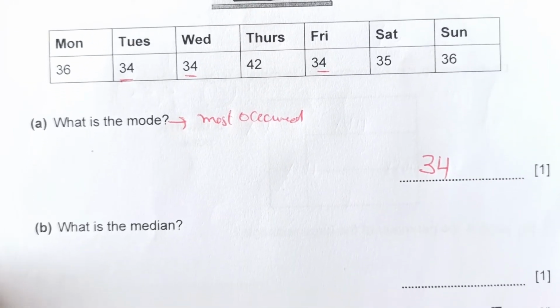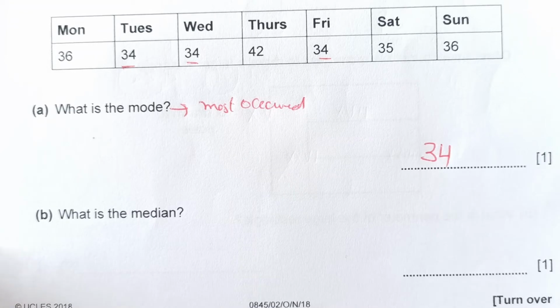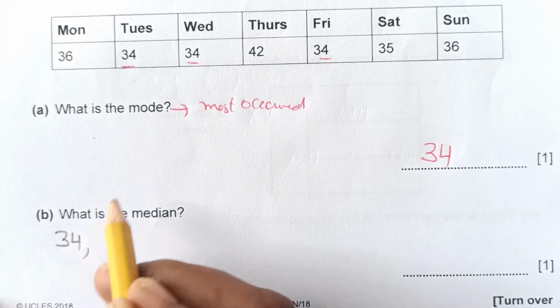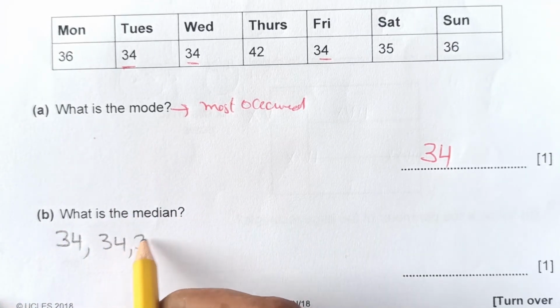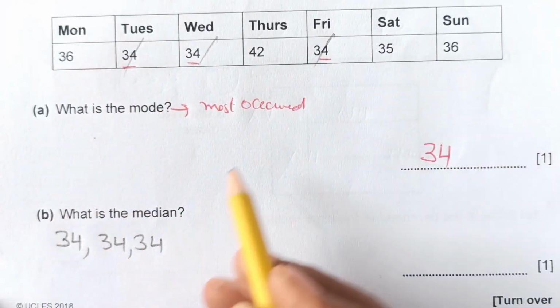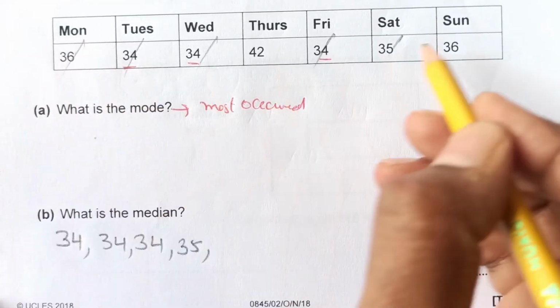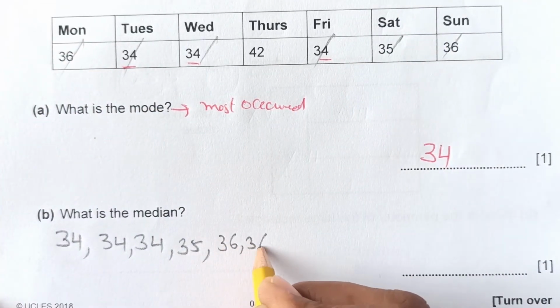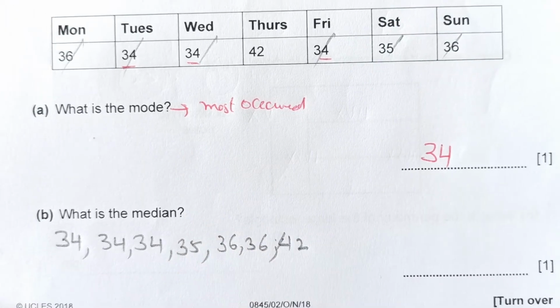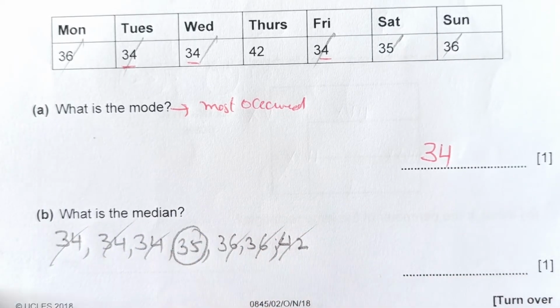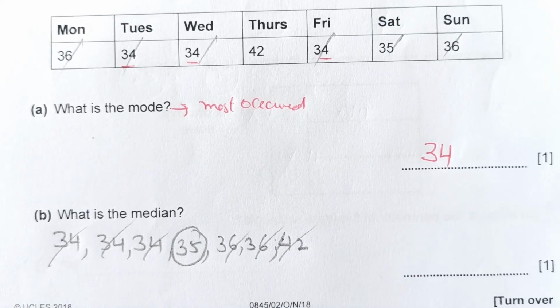Now for the median, you need to rearrange these numbers and then find the middle number. To rearrange, we have here 34 first. Then we have again 34, 34. It's coming 3 times. 1, 2, 3, 34. Then it will be 35. 36, 36 is twice. Now we are looking for the middle number. We are going to cross these out. So what is left? 35. So 35 is the median.